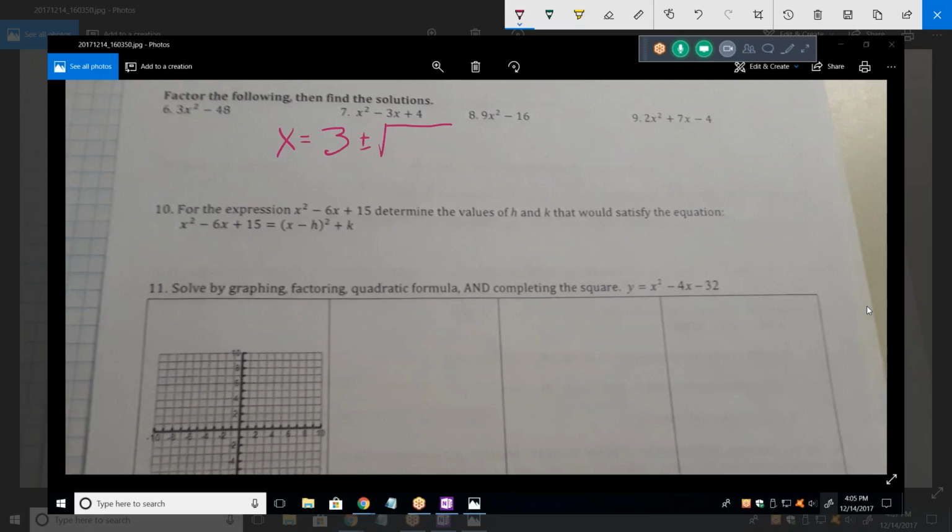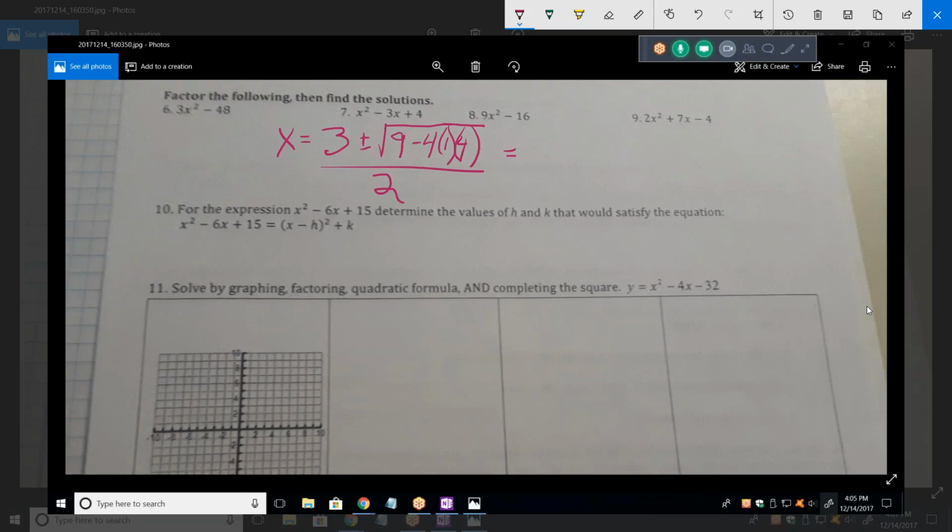3 squared, or is it -3 squared? Doesn't matter, just because it turns positive always, whether it's negative or positive. Okay, so 9 minus 4 times 1 times 4, all over what? 2a. 2. Okay, now simplify that.